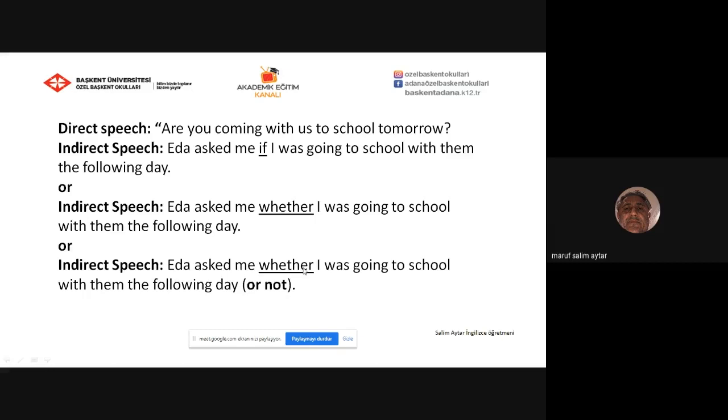Ada asked me whether I was going to school with them the following day or not. When we use the linking word whether to the end of the sentence, we can put or not if we want, actually.